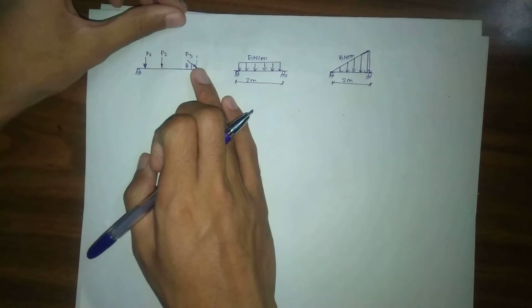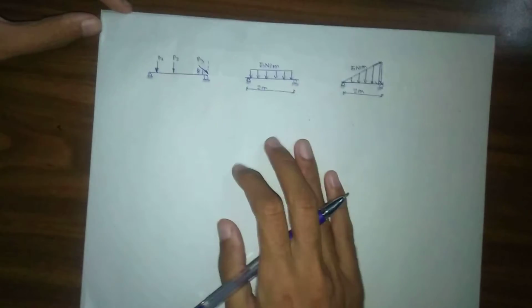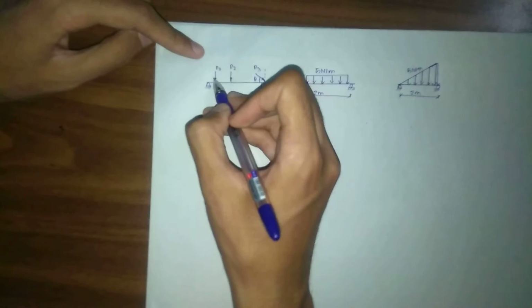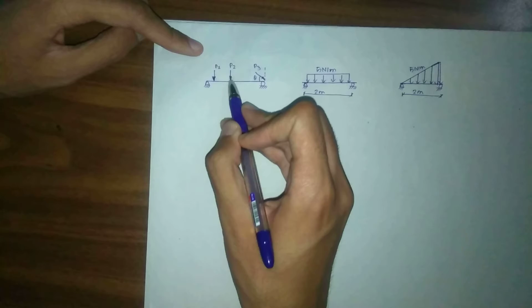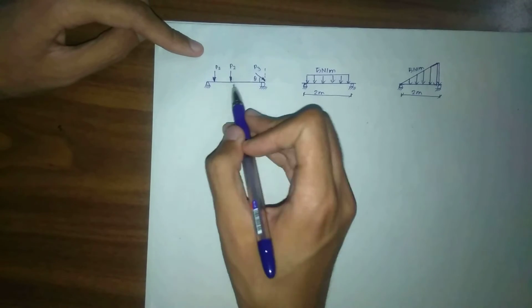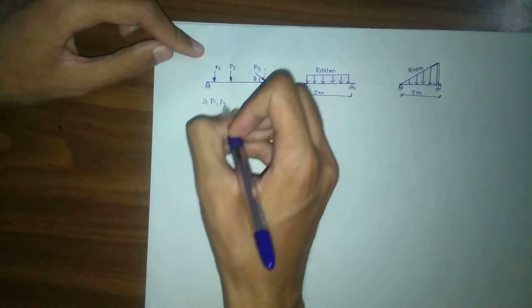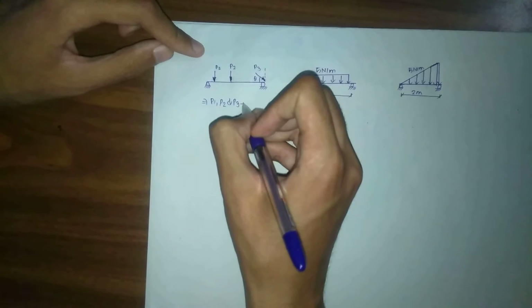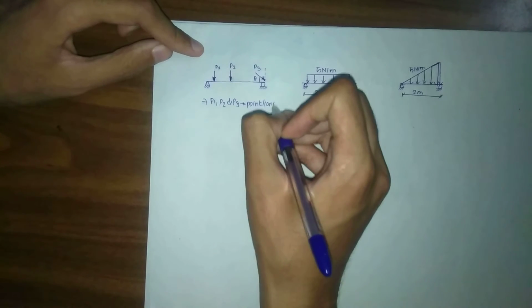Next we'll be talking about the types of external loads acting on the beam. So as you can see here in this first example, there are three different loads acting on the beam: P1, P2, and P3. These are examples of point or concentrated loads.